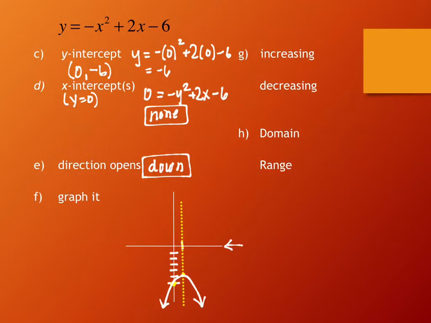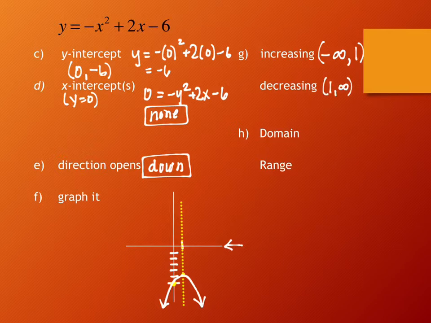Where is this graph increasing? It is increasing somewhere. On the negative side, the left side, right? So it starts at negative infinity. Where does it stop increasing? At 1, namely the vertex on this one, yeah? So the interval where it's increasing is negative infinity to 1. How about the graph decreasing? 1 to infinity.